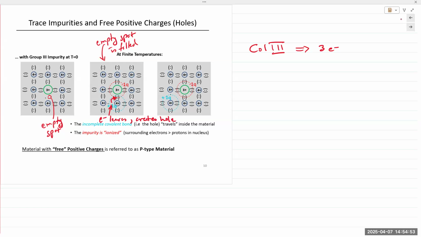Okay, so again, column 3 elements have an empty spot because they only have 3 electrons. So some other electrons from some other part of the structure will jump into those spots. And when they leave their bonds and jump into those spots, they are going to leave behind positively charged holes. So there is an excess of positively charged holes that are created. And hence, these are known as p-type semiconductors.